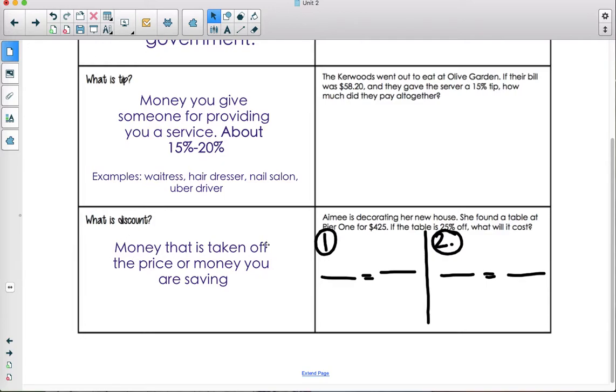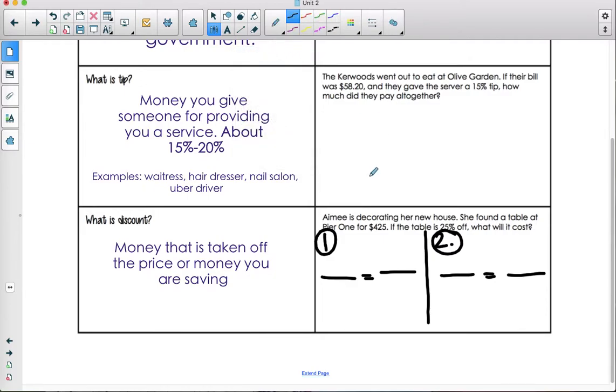Discount is money that is taken off the price of something or money you are saving. So when you go to the store and it says, oh, it's discounted price, that means it's actually cheaper. Okay, so discount is really very similar to figuring out tax and tip to start with. So we're going to go ahead and jump right into this.